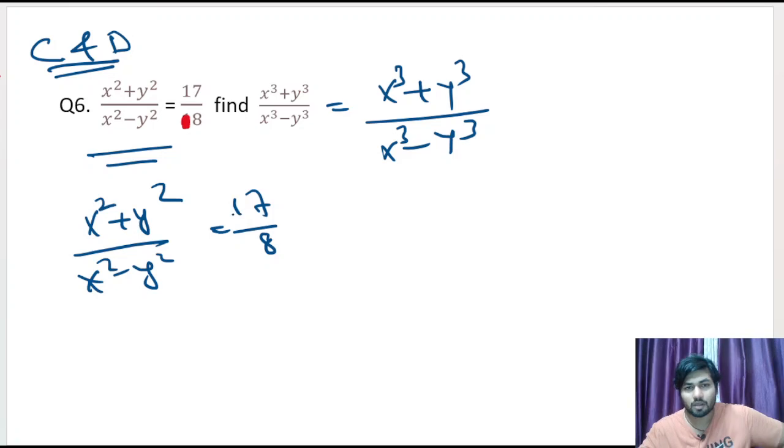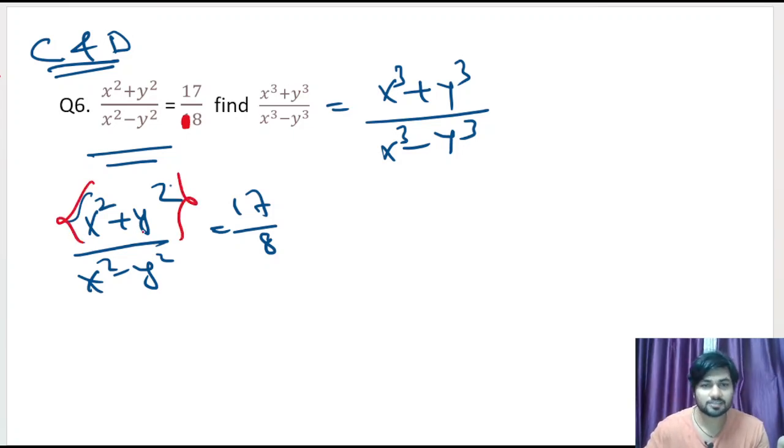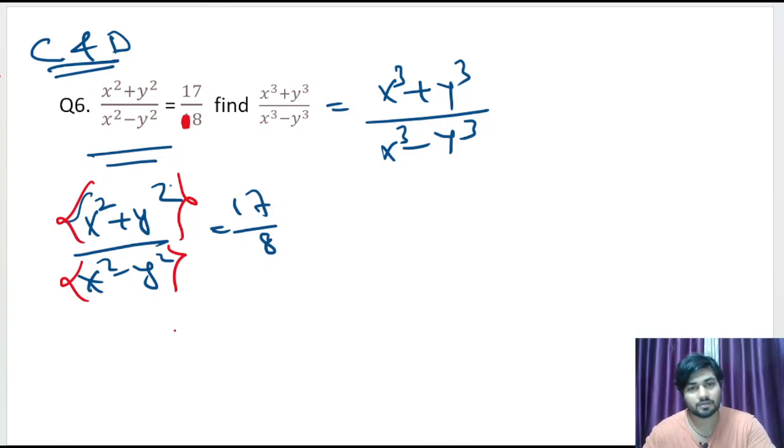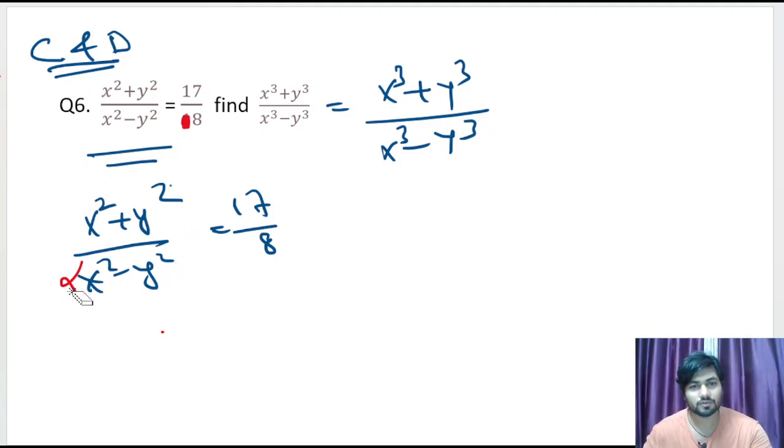Now, from componendo dividendo, we know that this is our A. Let's take it as A and let's take this as B. What will happen? Let me go the other way around. This is the easier way. Why should we not go with the easier path? Let's go with the other way around. What can we write? We can write 17 as 25.